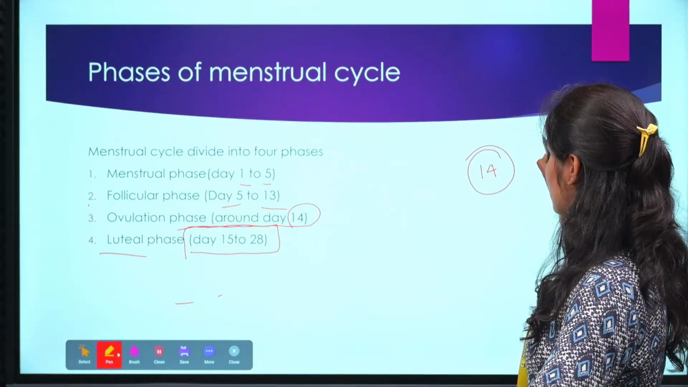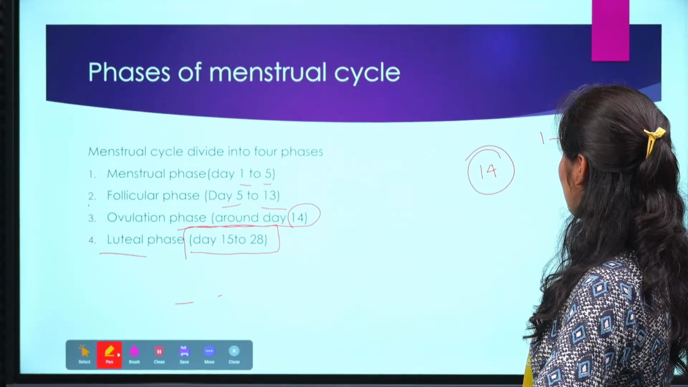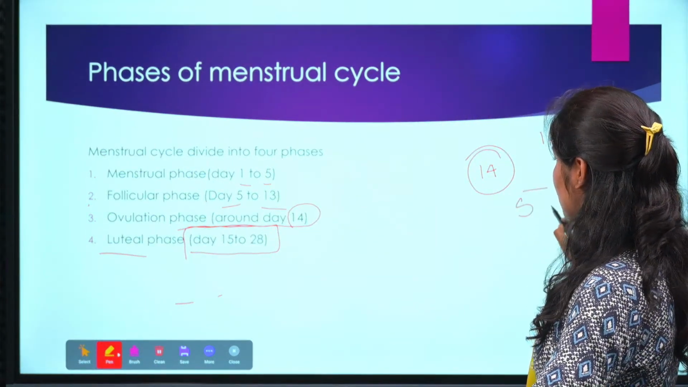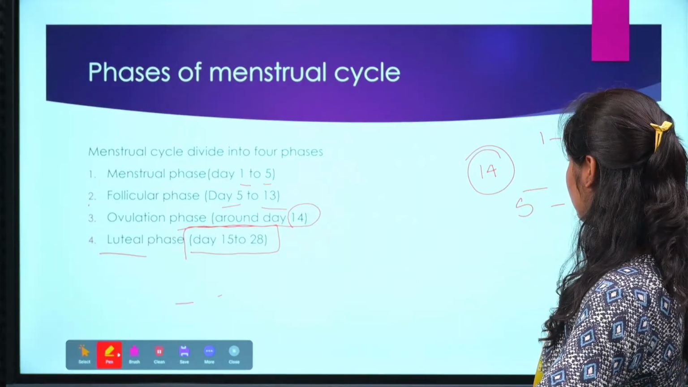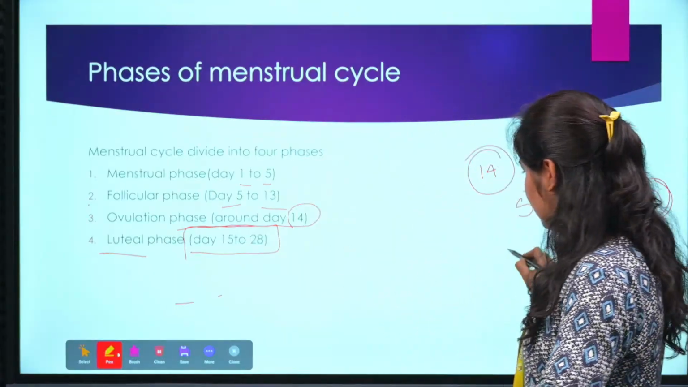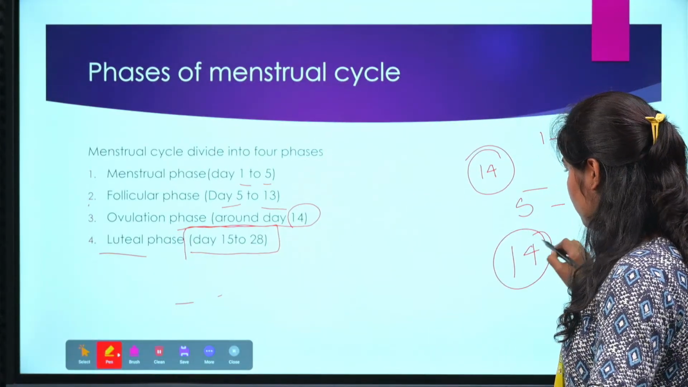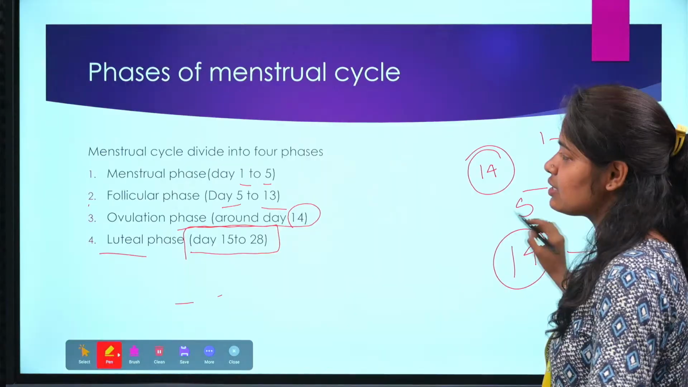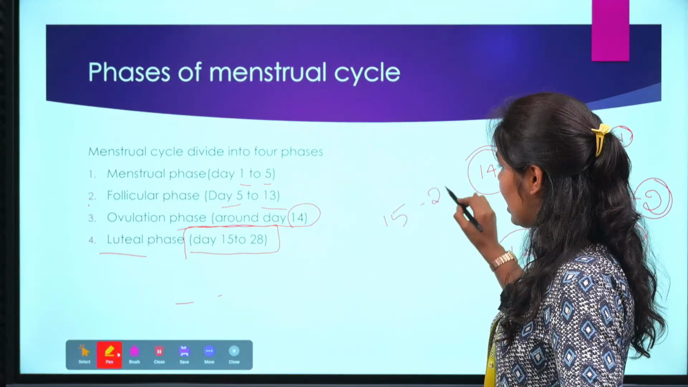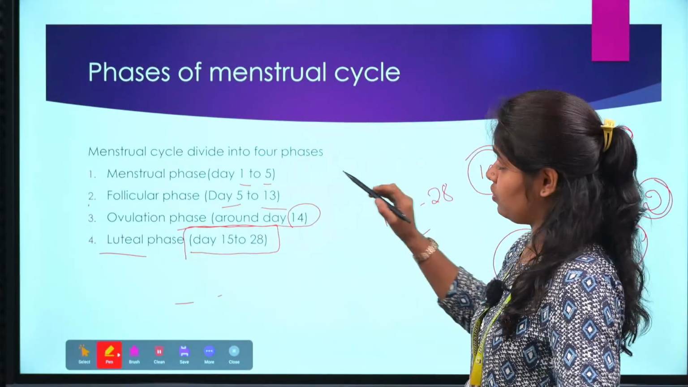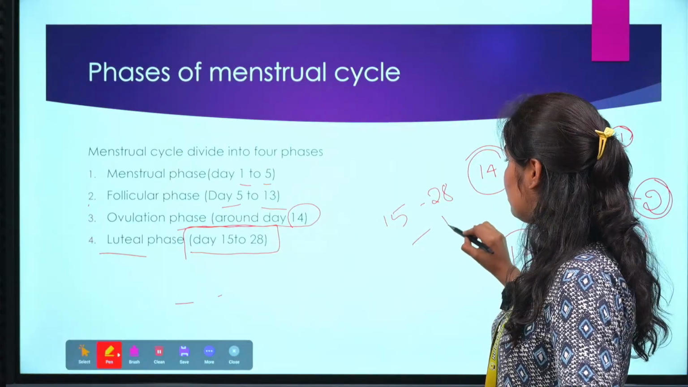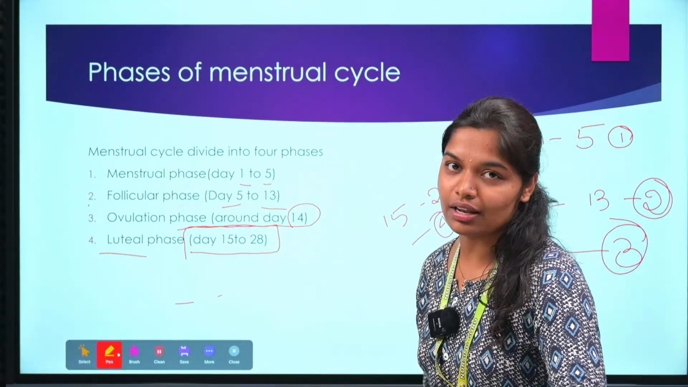The first 1 to 5 days, we call the first phase, that is the menstrual phase. Then second, from the 5th day of the menstruation to the 13th day, is the second phase, that is the follicular phase. Then the 14th day of the menstruation is the third phase, that is the ovulation phase. And the last phase, from the 15th to 28th day of the menstruation, is the fourth phase, that is the luteal phase.